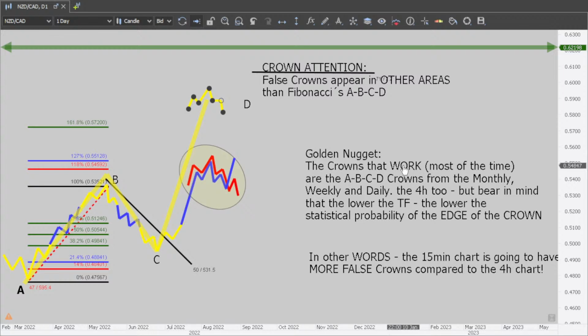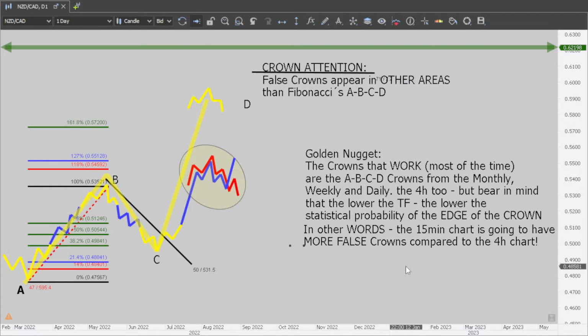Golden nugget, the crowns that work most of the time, 7 times out of 10, are the ABCD crowns from the monthly, weekly, daily. The 4-hour too, but bear in mind that the lower the time frame, the lower the statistical probability of the edge of the crown. In other words, the 15-minute chart is going to have more false crowns compared to the 4-hour chart. The 4-hour chart is going to have more false crowns compared to the daily chart. Okay, everybody, take a screenshot of this, make a photo, type in the chat done.